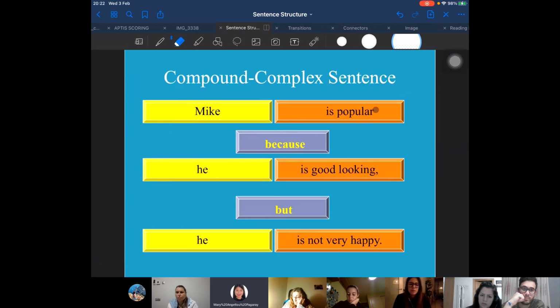The same with this one. Mike is popular because he is good looking. This is a dependent, but he is not very happy. But here is part of the coordinating conjunction, which is in the compound. And compound means that this part is independent.